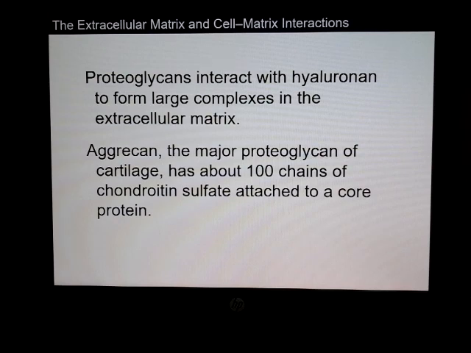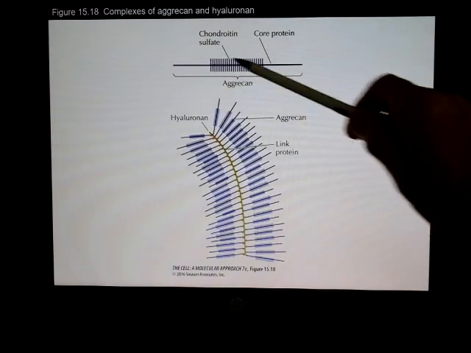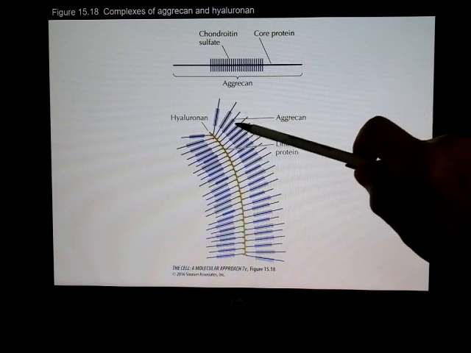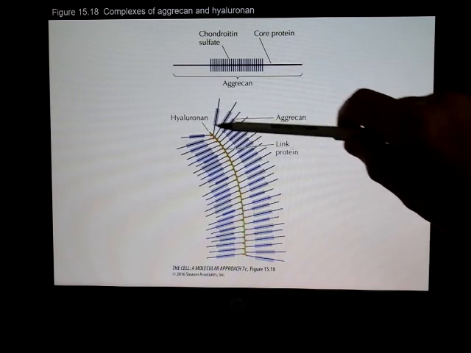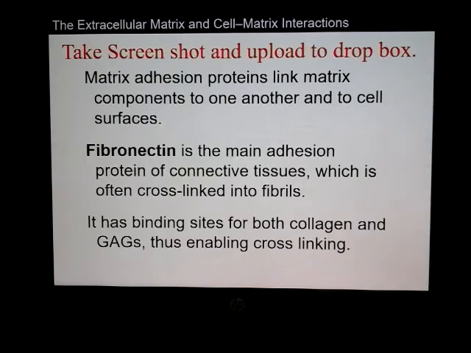And then you can get an aggrecan, which is a major proteoglycan of cartilage. And again, there's about 100 chains of chondroitin sulfate attached to the core protein there. So here's your chondroitin up here, guys, your aggrecan, and then hyaluronan running through the middle right there.